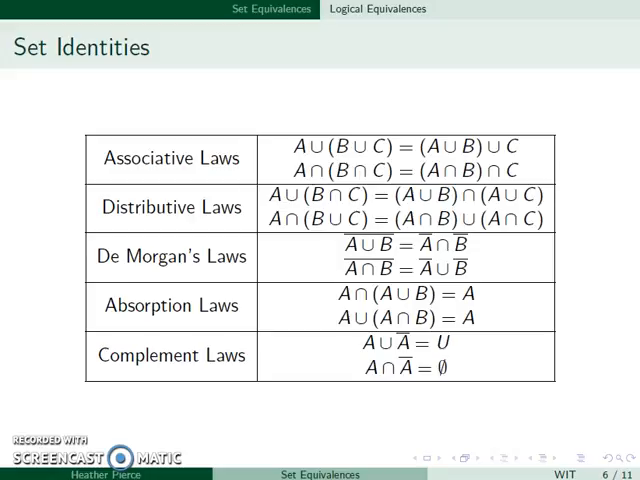The absorption laws: A intersect (A union B) is equal to A, and A union (A intersect B) is equal to A. And then finally your complement laws. A union A bar is equal to U, and A intersect A bar is equal to the empty set.